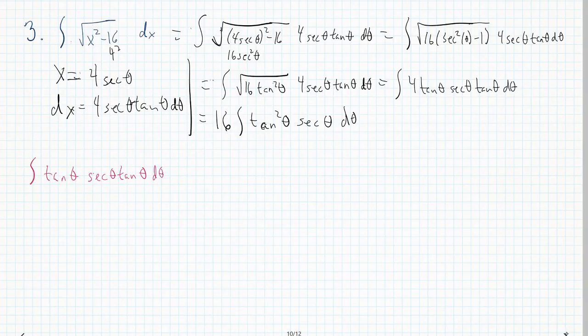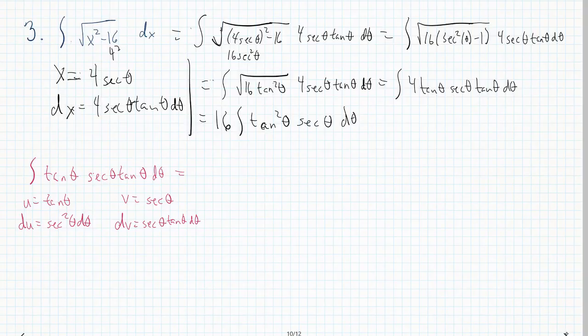So breaking it apart back to what we originally had, tangent theta, then secant theta, tangent theta, right? If we let u equal tangent theta, that means du equals secant squared theta d theta. Now why would we want to do that? Because dv then is secant theta tangent theta d theta, meaning v must equal just secant theta.